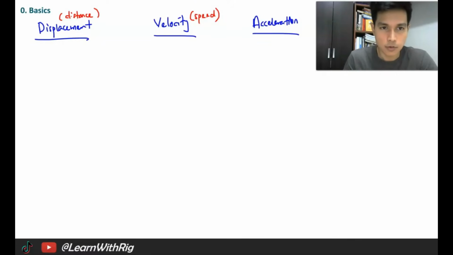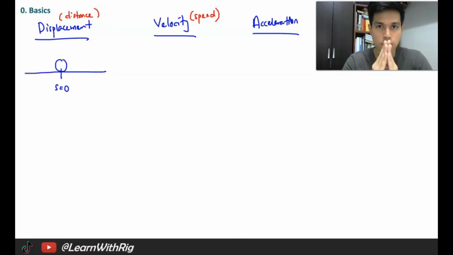Let's say you have, same thing, a ball here. At the initial position, that means here's the starting point, S is equal to 0 because the ball hasn't moved yet. It's still at the original position. So displacement equals 0. By the way, we usually represent displacement as S, velocity as V, and acceleration as A. In this case, S is equal to 0 because it hasn't moved yet.